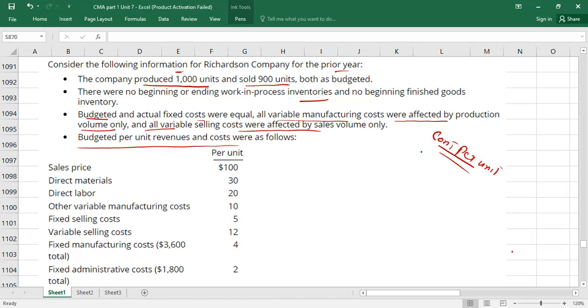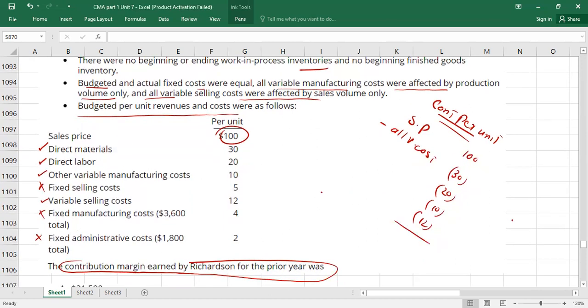And contribution per unit, how can I calculate it? I can take sale price minus all variable cost. Sale price is given, how much? 100. Now I need to deduct variable cost. Which variable cost? Direct material is variable, which is 30, I will deduct. Direct labor is also variable, which is 20, I will deduct. Other variable manufacturing cost is 10, which I will also deduct. Fixed selling cost, I will not deduct. Variable selling cost, I will deduct as $12 because it's a variable cost. Fixed cost, I will not deduct. Fixed administration cost, I will not deduct. That's it. So this will give you contribution per unit.